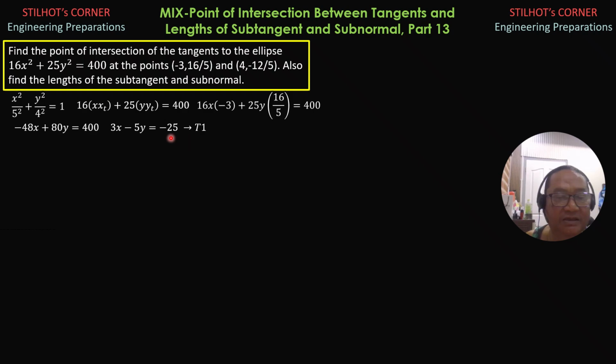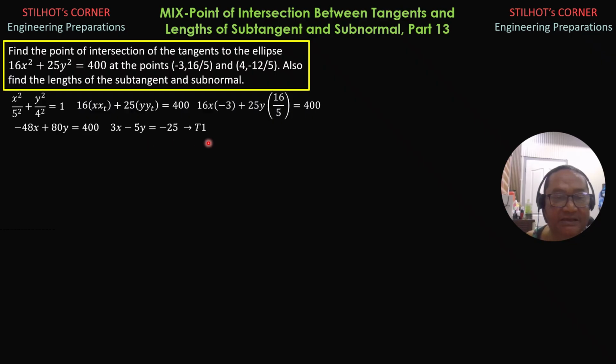After dividing everything by negative 16, we get 3x minus 5y equals negative 25. So 3x minus 5y equals 25.